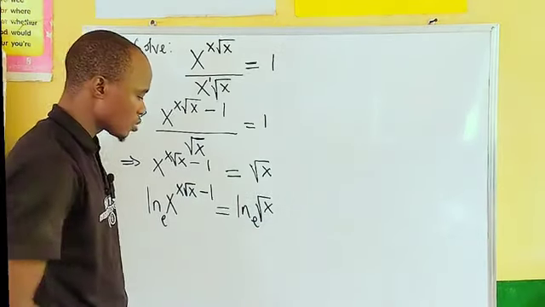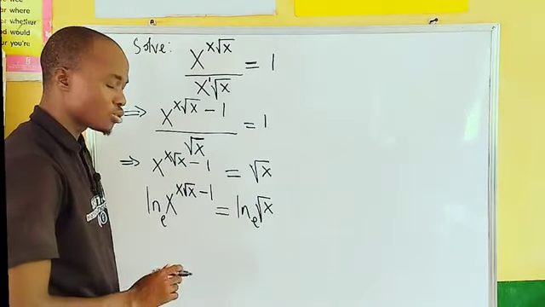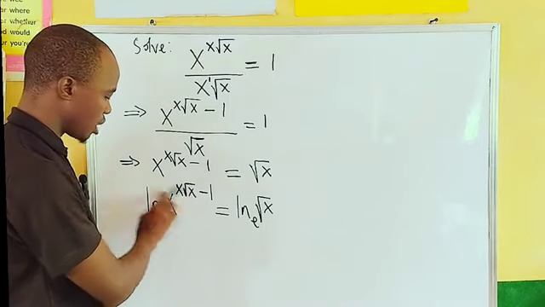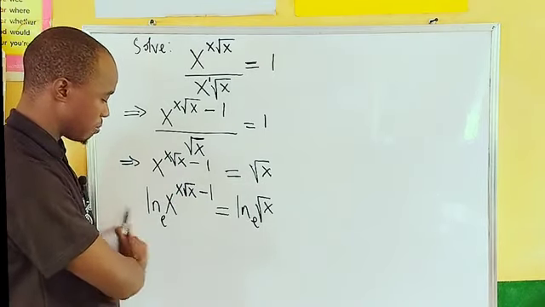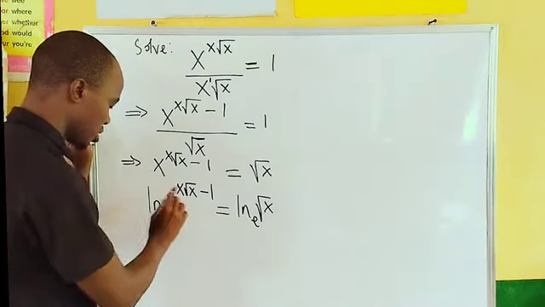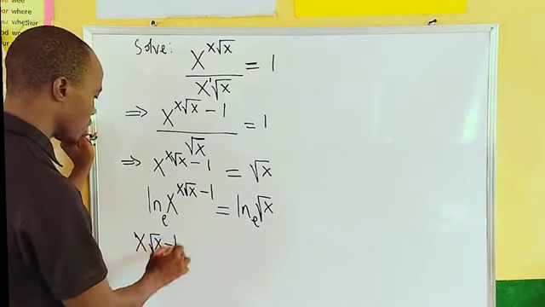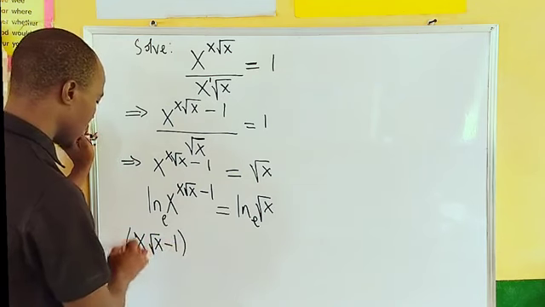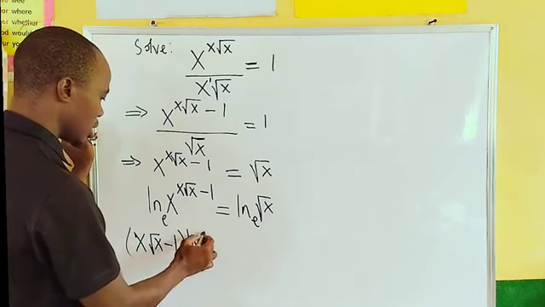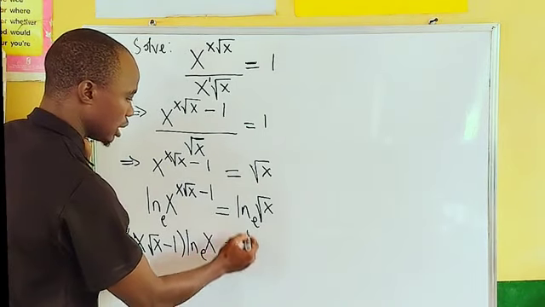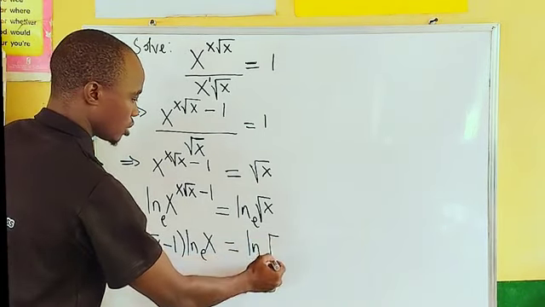Are you getting it now? So from here, the next thing we are going to do is from the law of logarithm. This power we have to bring to the front and multiply the entire logarithm. So we are going to have root x minus 1, then ln x to base e equals ln root x.